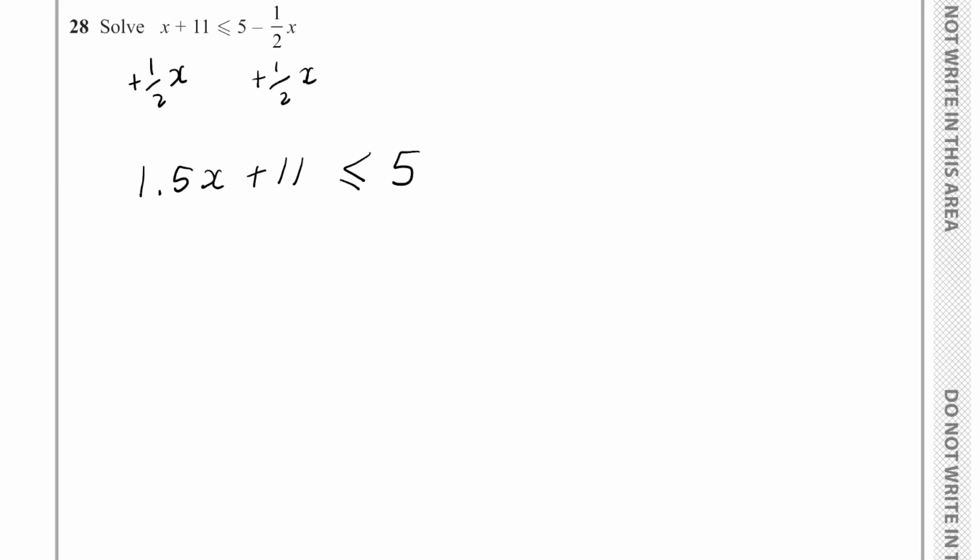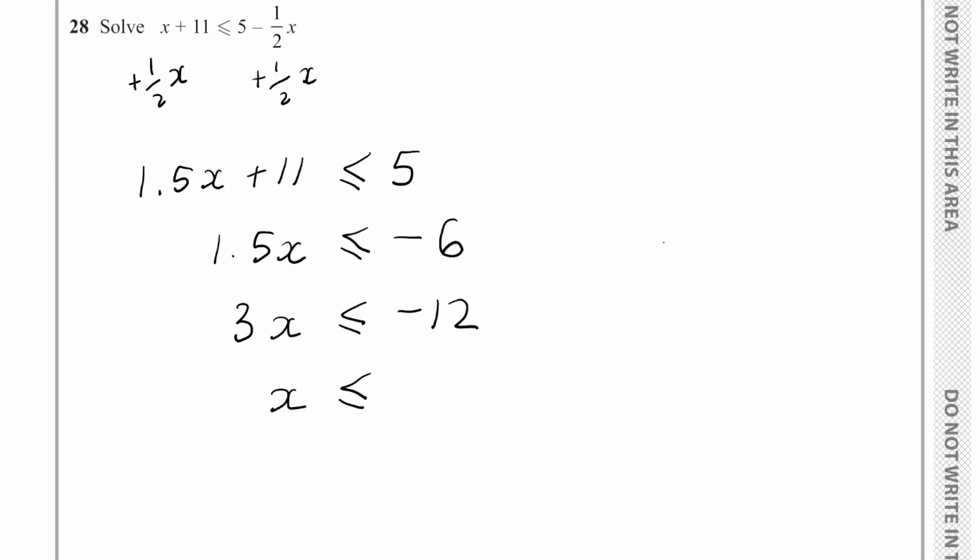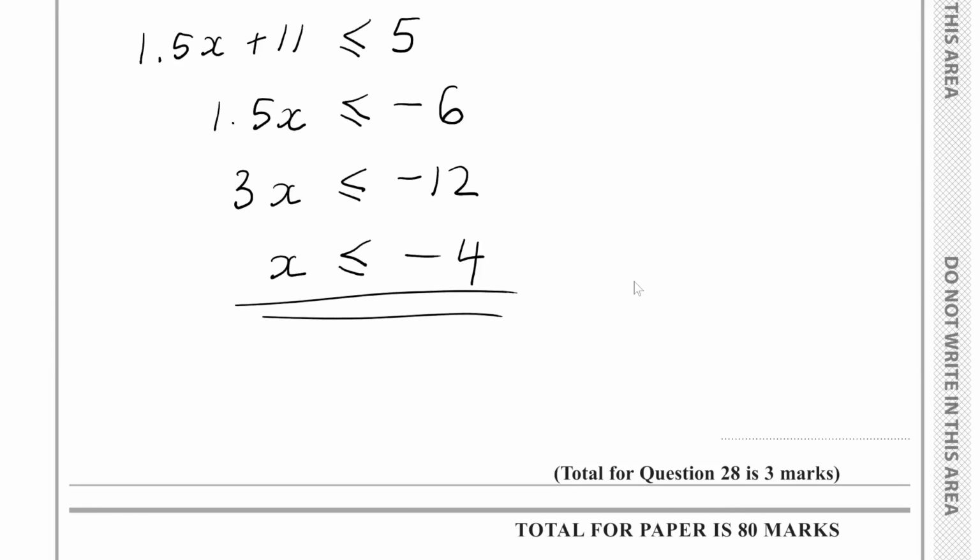I want x by itself, so I'm going to take 11 away from both sides. 1.5 x's are less than or equal to 5 take away 11, negative 6. And I'm going to divide by 1.5. I'm going to make this easier first. I'm going to double both sides and then divide by 3. So x is less than or equal to negative 12 over 3. Negative 12 over 3 is negative 4. So x is less than or equal to negative 4.